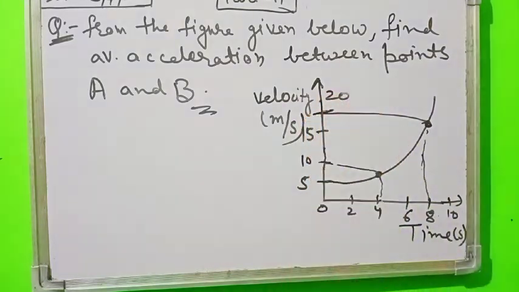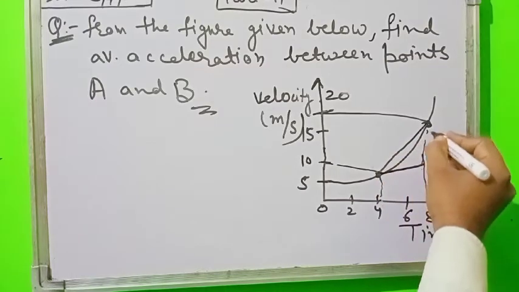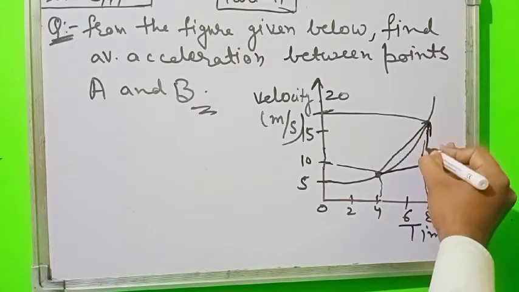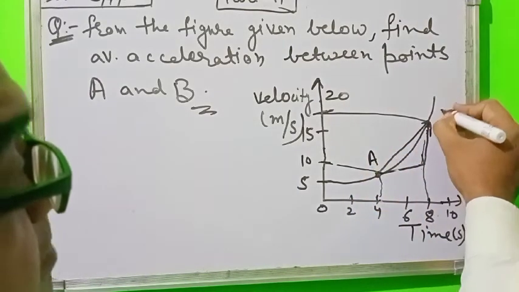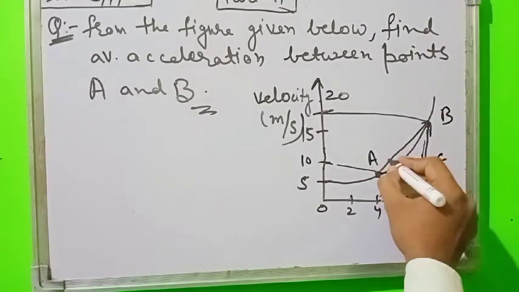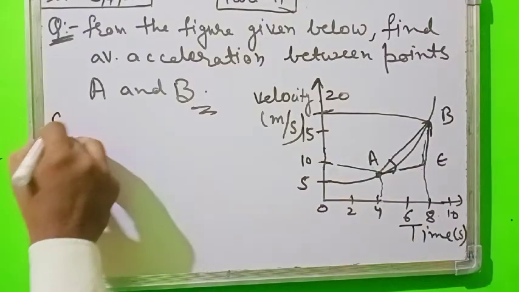This is 20. So you have to find the average acceleration in this case, and for average acceleration in this case you have to find the slope. Suppose this is right angle triangle ABE. This is theta. So tan theta, average acceleration is slope of line AB.